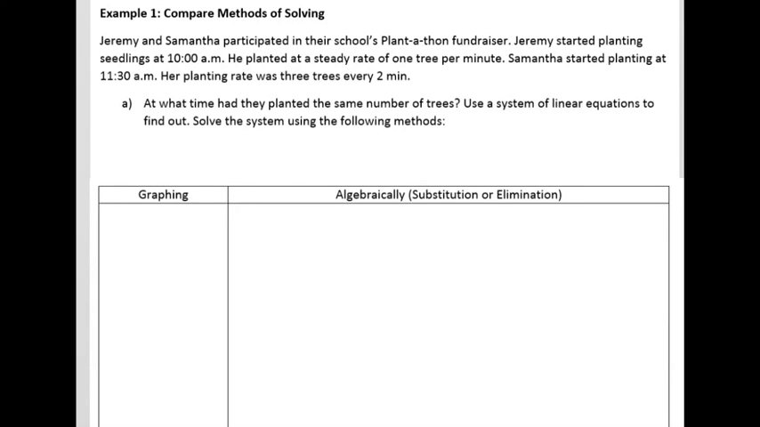Jeremy and Samantha participated in their school's Plantathon fundraiser. What a bunch of hippies.